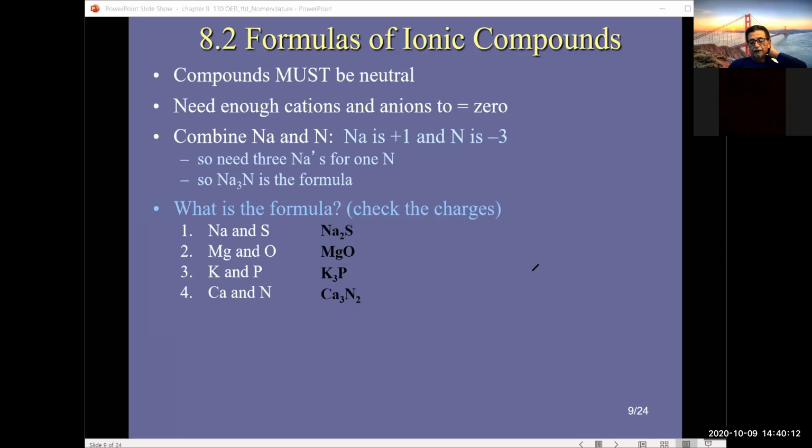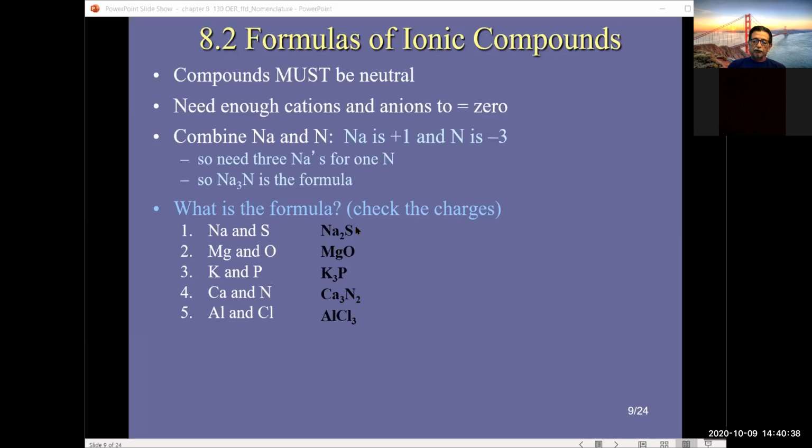Oh, I erased everything. All right, so aluminum chloride, break it down. We've got aluminum, which is a +3, and the chloride, which is a -1. We need 3 chlorides to cancel the +3 of aluminum, and we end up with that formula, which is called aluminum chloride.